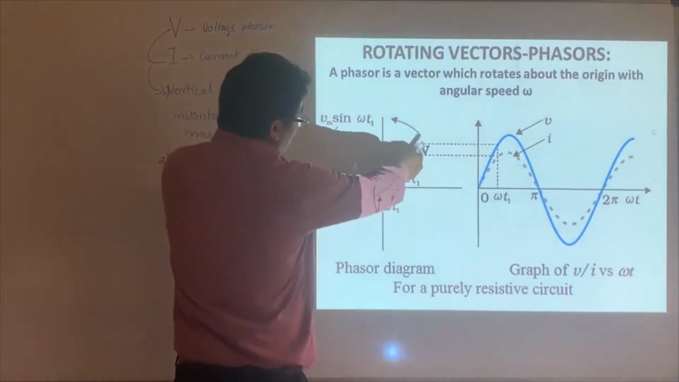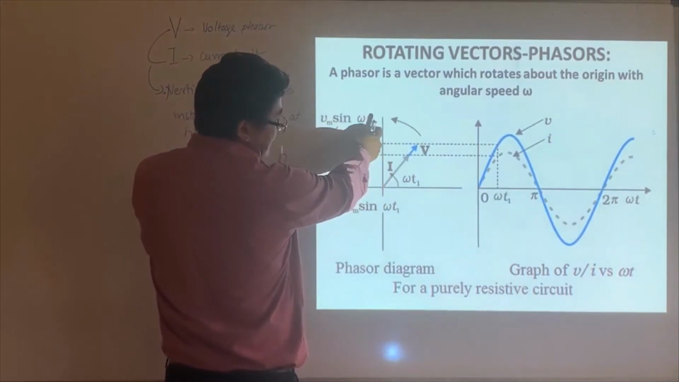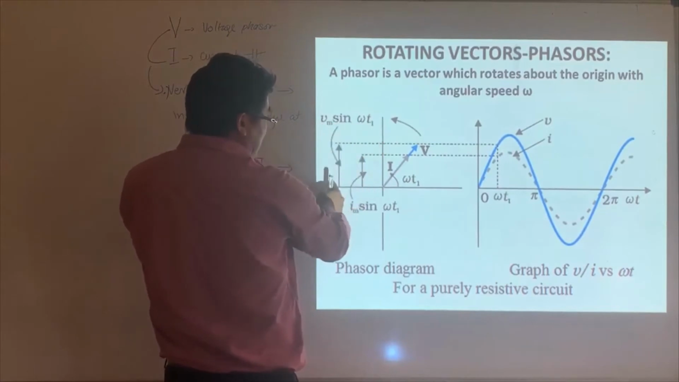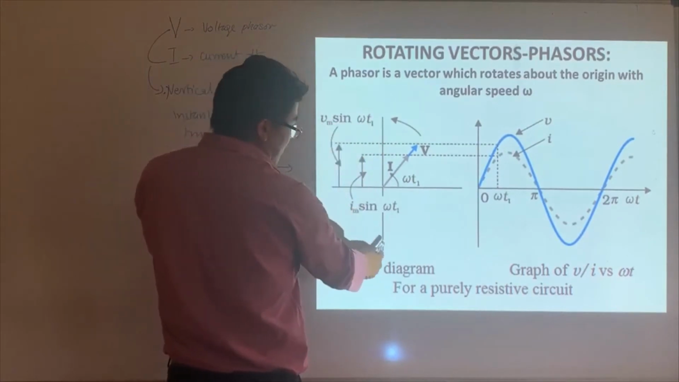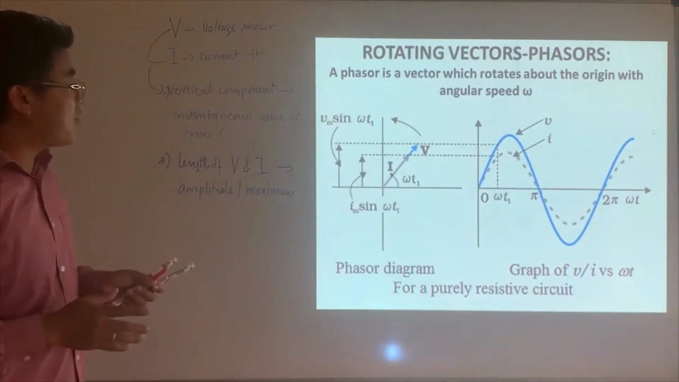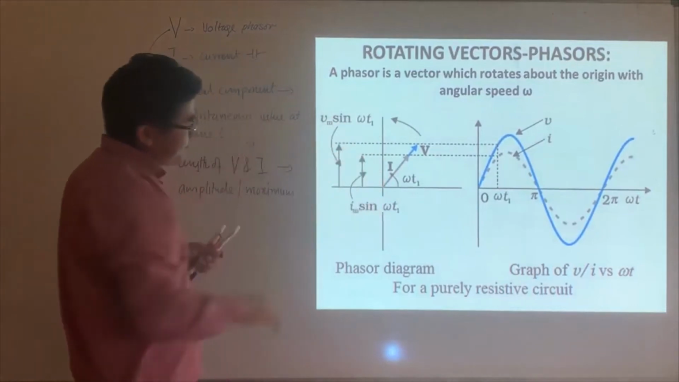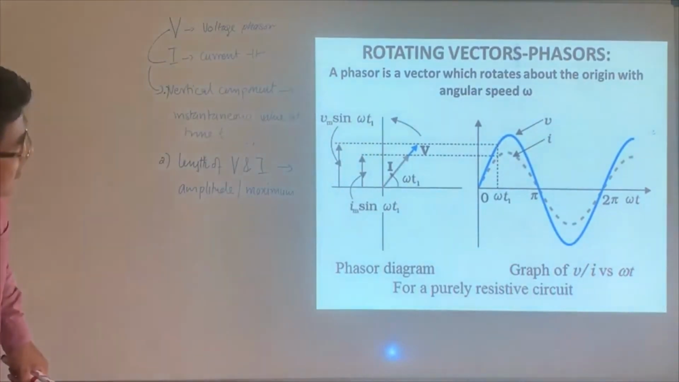So when it rotates, at this point you will get a maximum value. Then when you reach here, it is going to become 0. Reach here, minus. This is how it goes. So I say the vertical component tells you the instantaneous value. This is what we talk about.